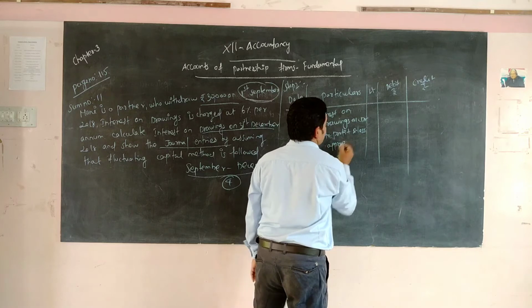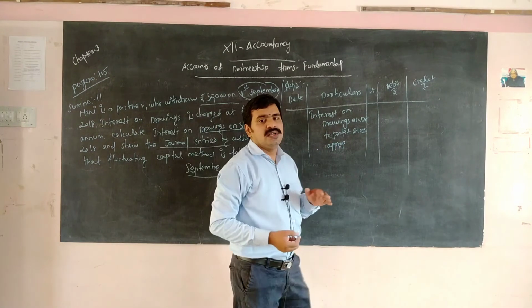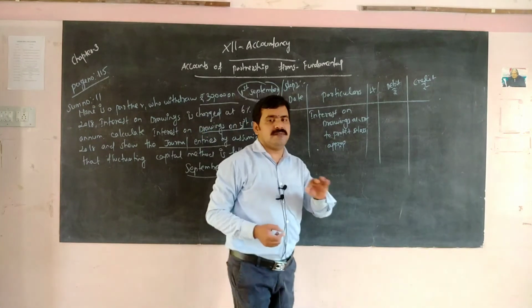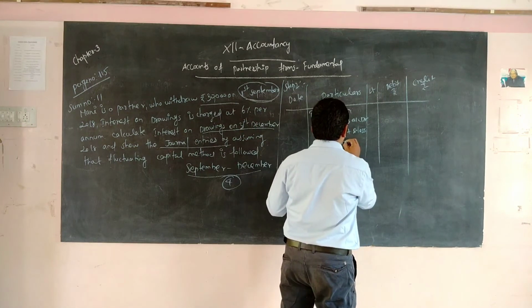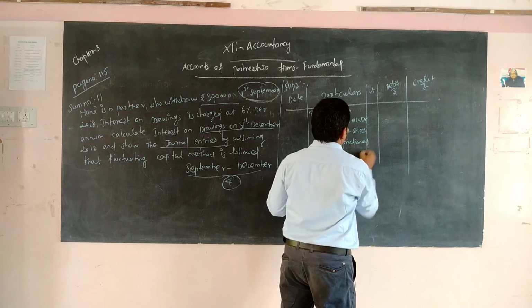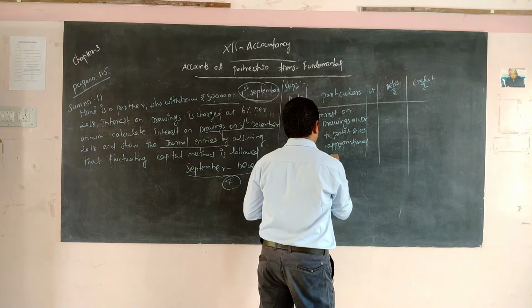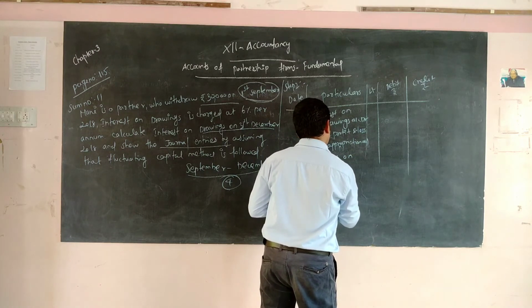What is appropriation? The profit and loss appropriation account is used to share the profit, divided between both partners. So from the appropriation account, interest on drawing is closed. Interest on drawing is closed.